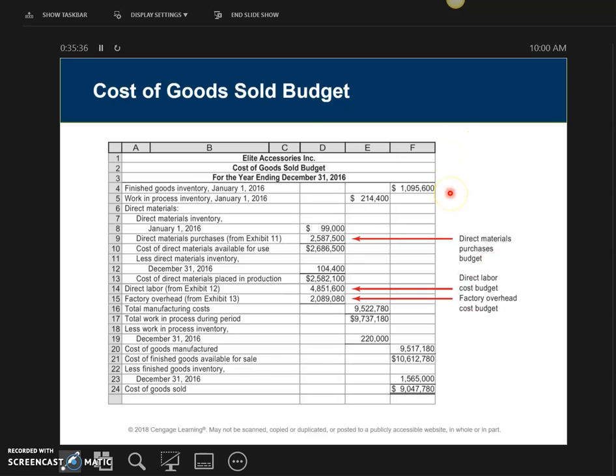But I already had finished goods in there. So I add those together. This is the cost of all my finished goods, and minus whatever my finished goods inventory is at the end becomes the cost of goods sold.